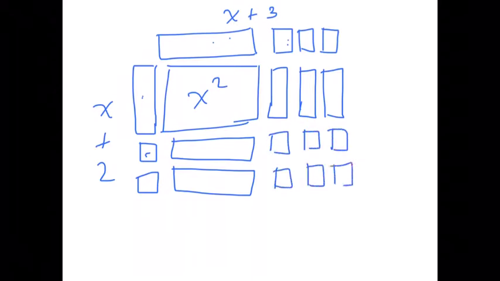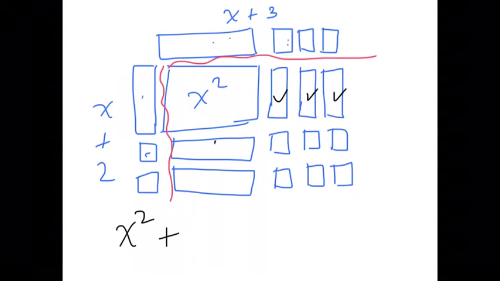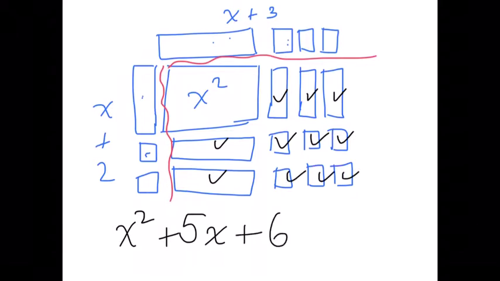Of course, in tiles, these would be perfect and all together. But nonetheless, here's what we have. We have now the question separated from the answer. So now what we do is we collect up like terms. So we have 1x squared plus 1, 2, 3, 4, 5 x's, so 5x, and 1, 2, 3, 4, 5, 6 units. So what is x plus 3 times x plus 2? x squared plus 5x plus 6.